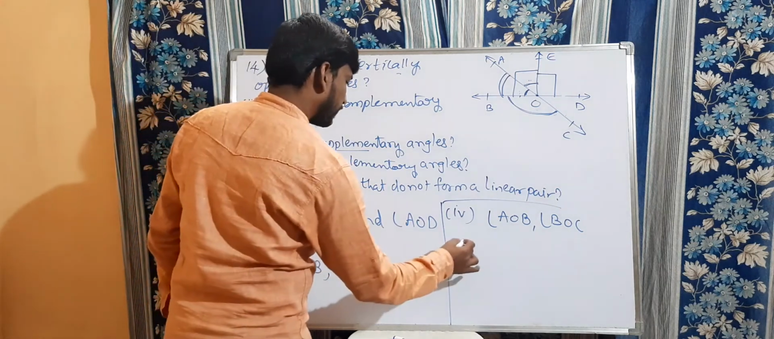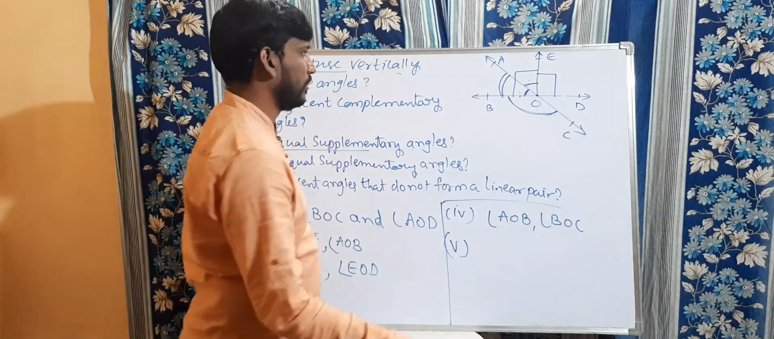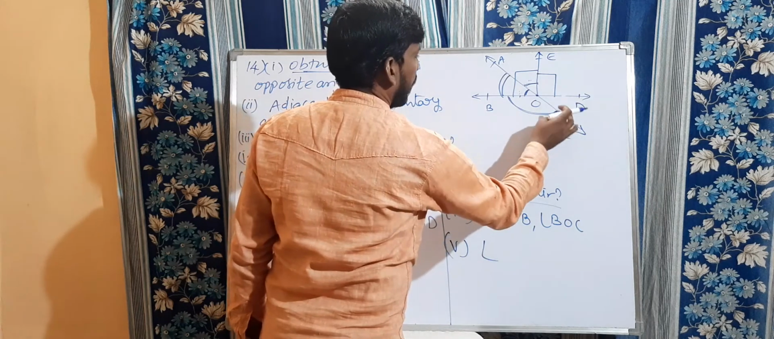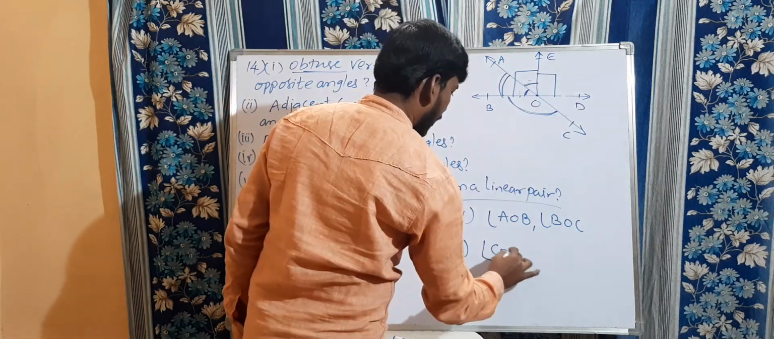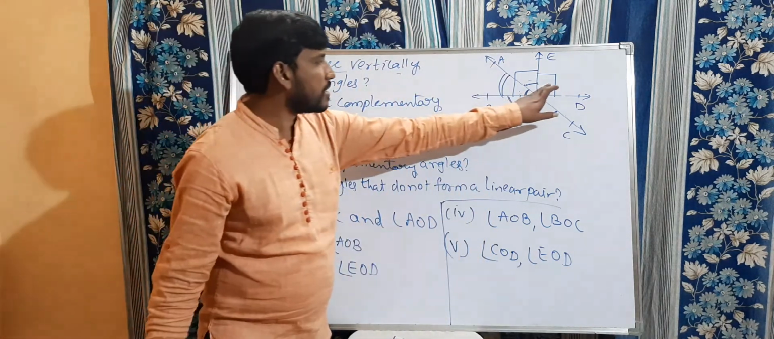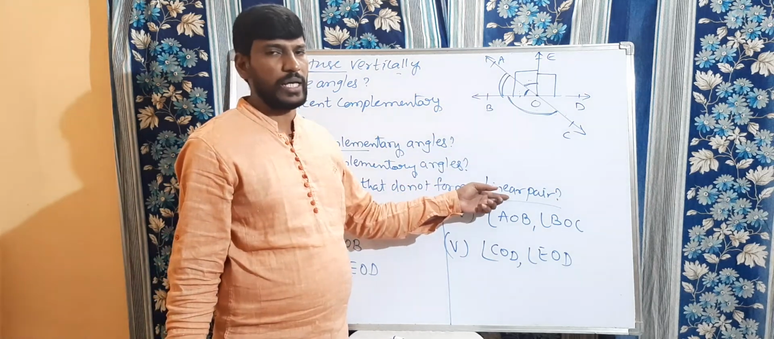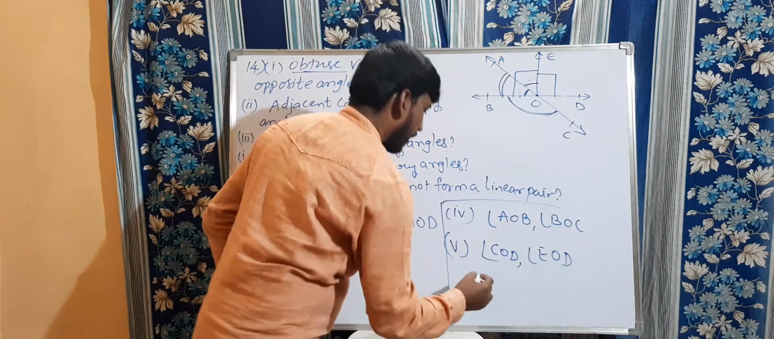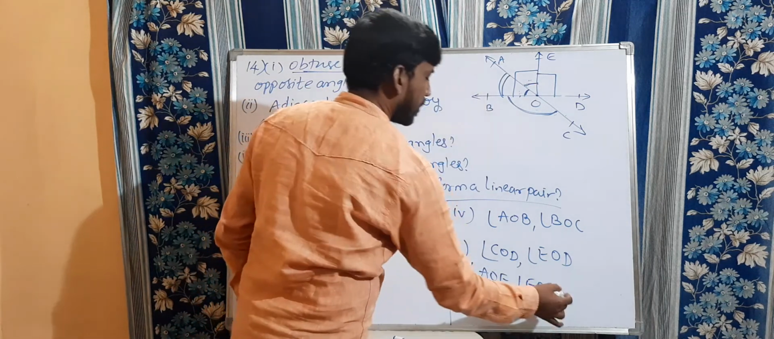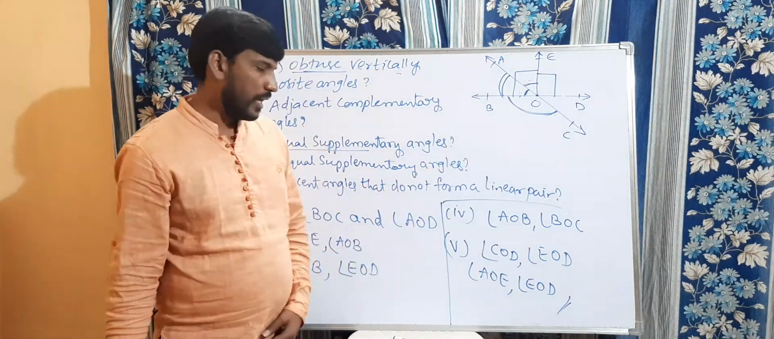Now the fifth one. Adjacent angles that do not form a linear pair. See this here, you can take this one. These two are angle COD and angle EOD. These two are adjacent angles, but not a linear pair. You can take one more pair also, AOE and EOD. There are so many. Both are adjacent angles but do not form a linear pair. Clear? These are the answers.